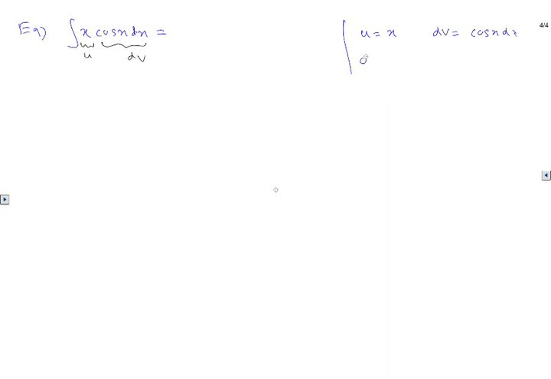Take the derivative, so du equals dx. Take the integral of cosine, which is sine x. So, right, the integral of cosine is sine x. Good, so we have all four things here. So let's substitute.